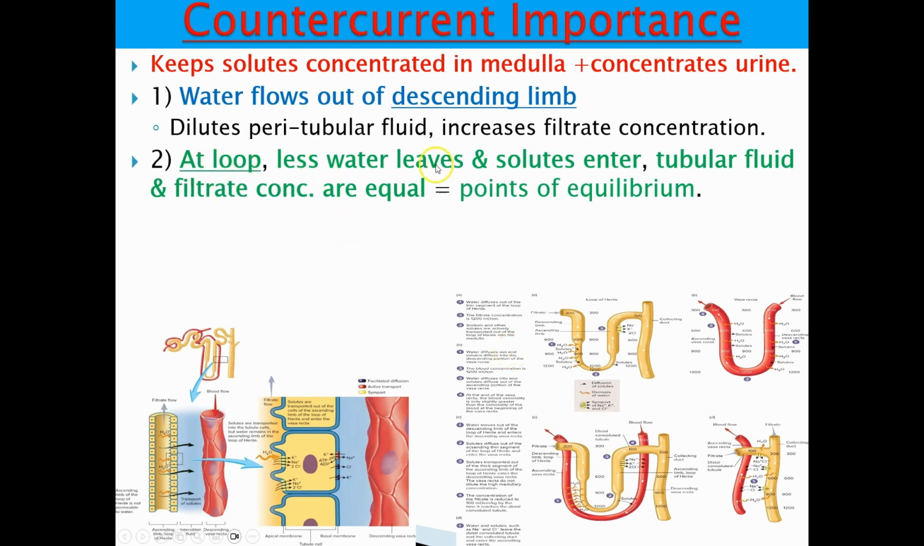So notice at the loop, less water is going to leave and solutes are going to enter. The tubular fluid at this point and the filtrate concentration will be equal. And that's really why we're not going to have much exchange going on here. But notice they're just showing you the osmolarity in between here. So we dilute it on the way down, where water is moving, but on our way up, we start to add solutes back, and so those solutes kind of form in this area.